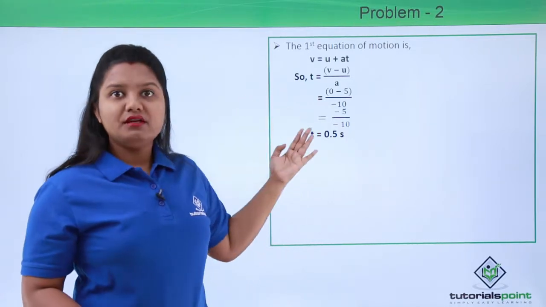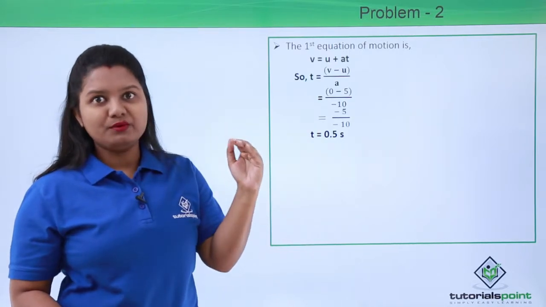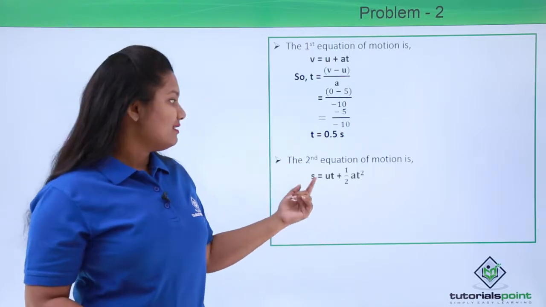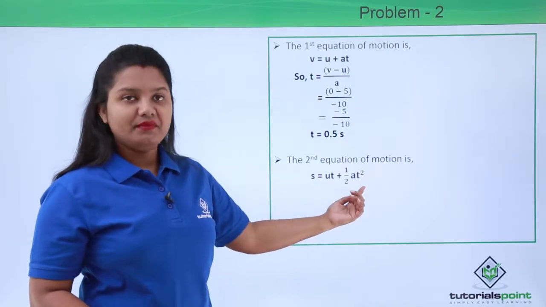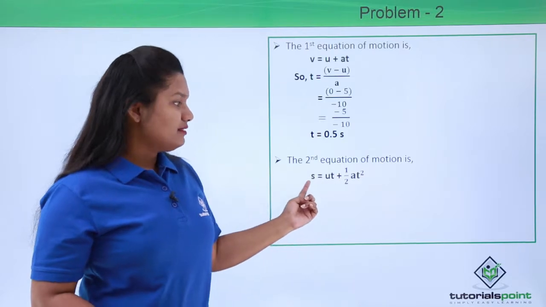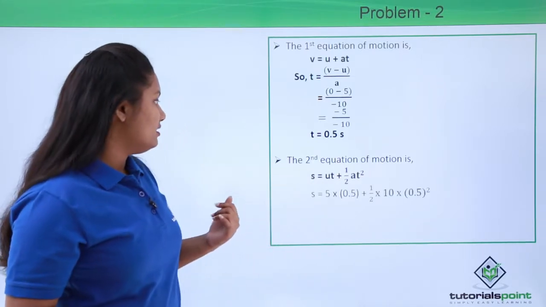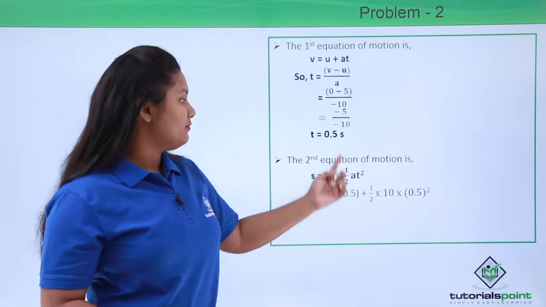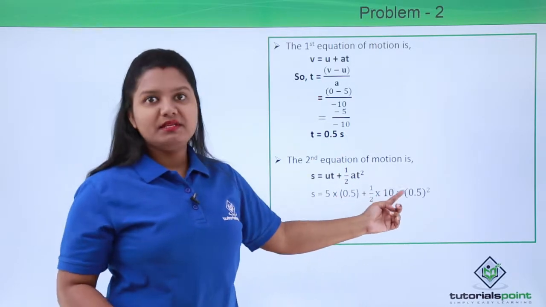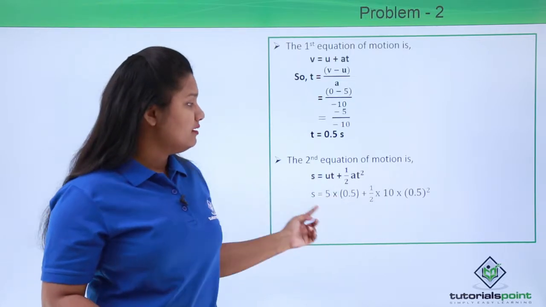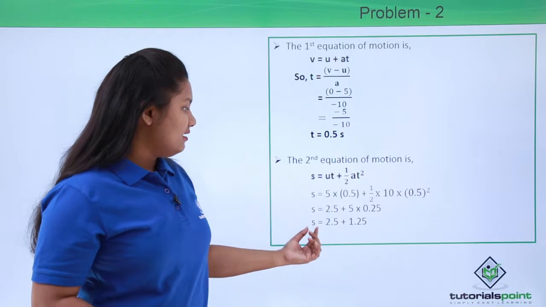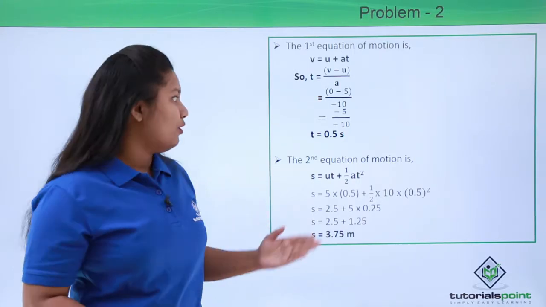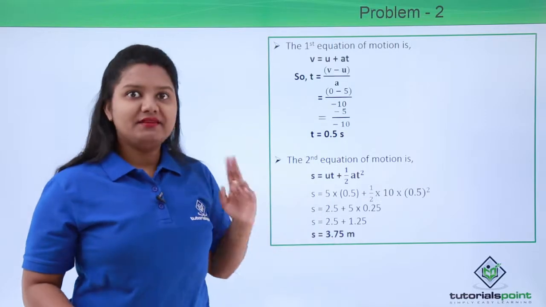Now it's the turn for the displacement of the stone, or the maximum height that the stone has attained. To find that, we will have to use the second equation of motion, which is S equals ut plus half at squared. Now we have all these values with us except the displacement, so we can find its value by substituting all these values here. So S equals 5 multiplied by 0.5, which is the time that we have found, plus half multiplied by 10 multiplied by 0.5 squared. On evaluating this expression, we have the answer as 3.75 meters. So the maximum height that the stone has attained at the end of 0.5 seconds is 3.75 meters.